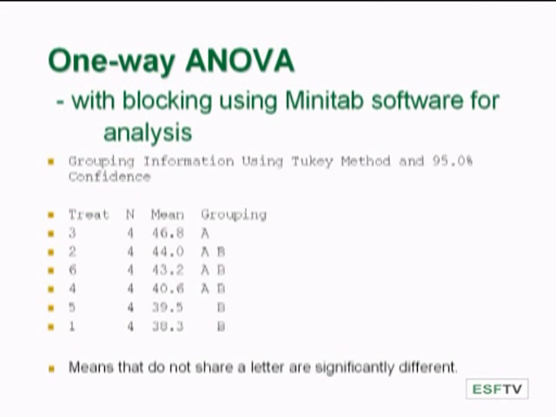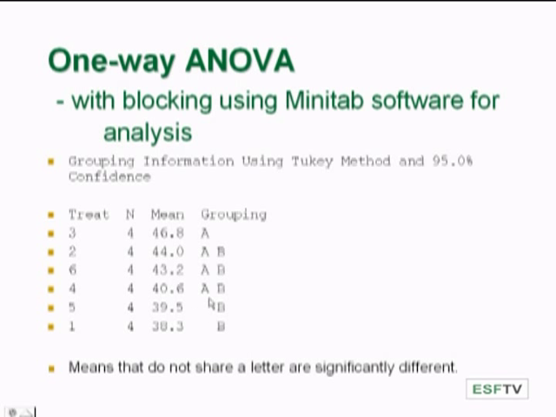Here's the grouping information from Tukey's method. Remember, means that do not share a letter are significantly different. So in this case, we see that we have differences. And the biggest difference is that treatment 3 has the highest mean nitrogen level, and it's significantly different from treatments 1 and 5. There's no overlap. They do not share a letter. These treatments are significantly different.